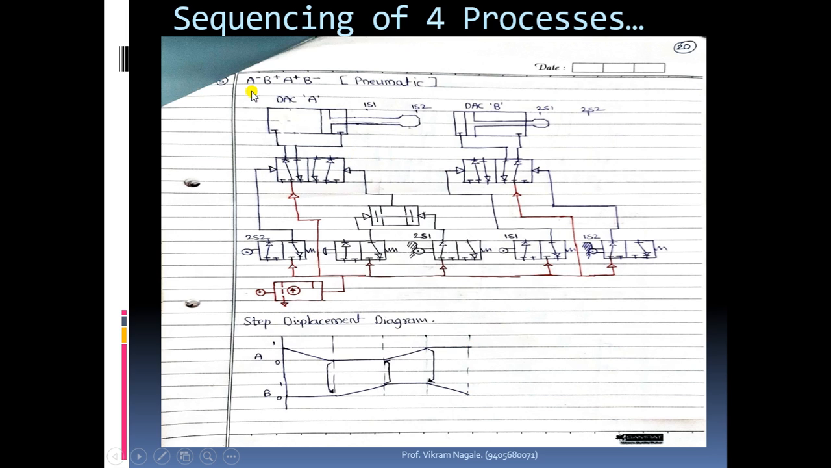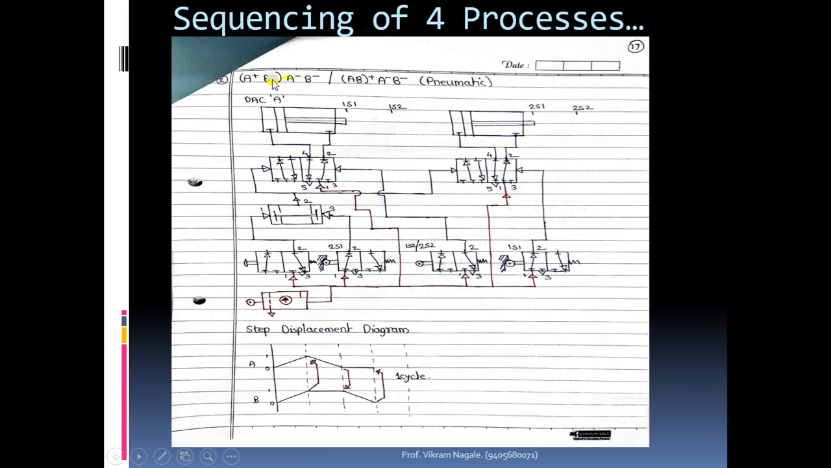Now this is about this sequence, these four processes we are controlling for the pneumatic system, and you will get some idea if you draw this circuit again in your notebook, how to decide the components in order to get the feedbacks from the processes and implement it for starting the next process. Okay, now we'll see about the next example.